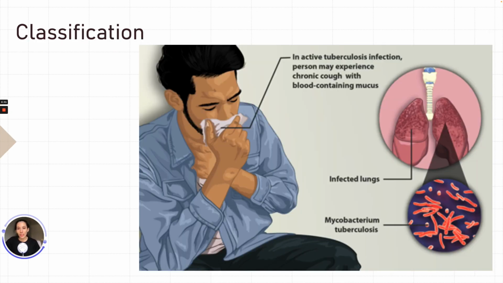All right, so this is just an example of somebody with tuberculosis. So they may have a chronic cough with blood-containing mucus. That's really one of the major signs. And you can see the infected lung will be infected with that Mycobacterium tuberculosis.